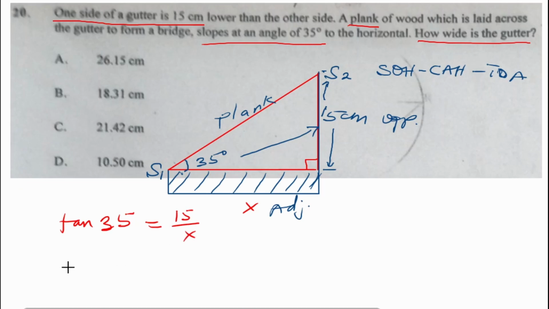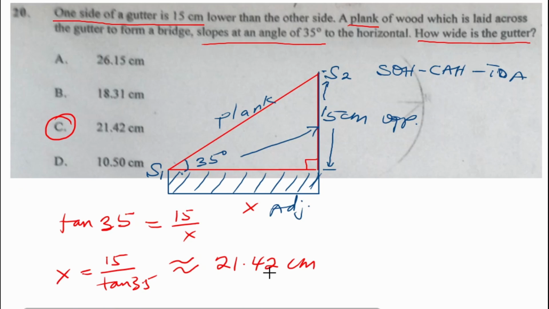By cross multiplication, we're going to have x equal to 15 over tan 35. And when we plug that into our calculator, it's going to be approximately 21.42 centimeters, which is option C. We get on to the next question.